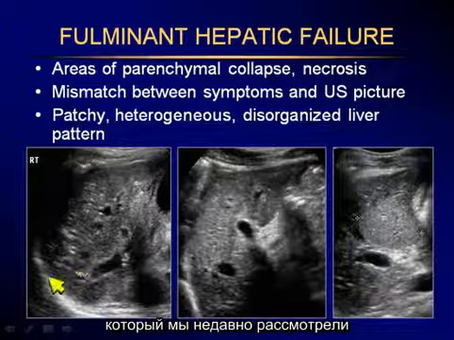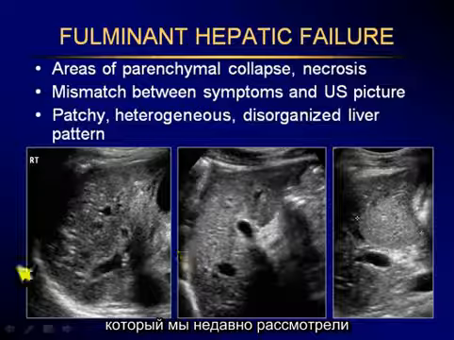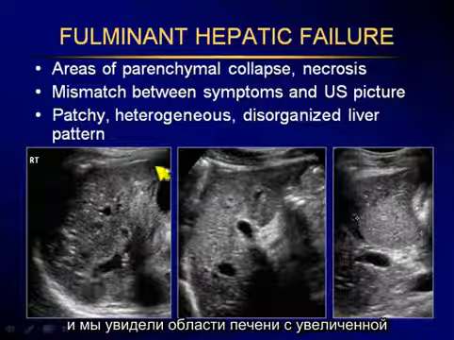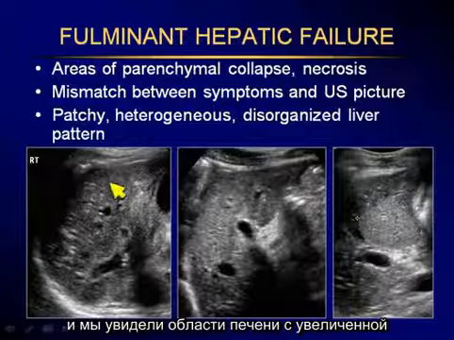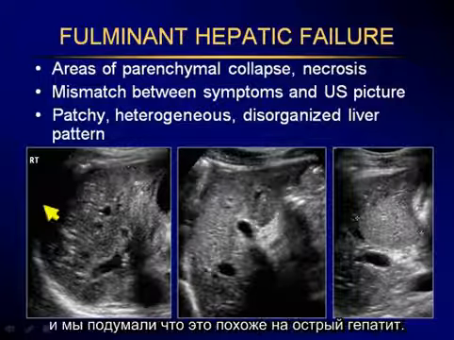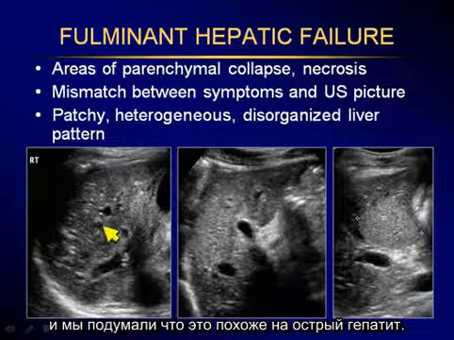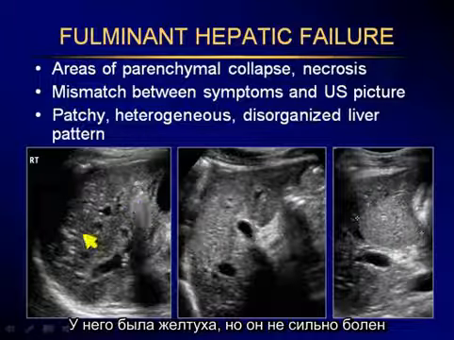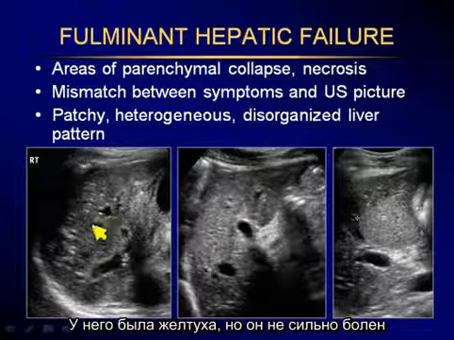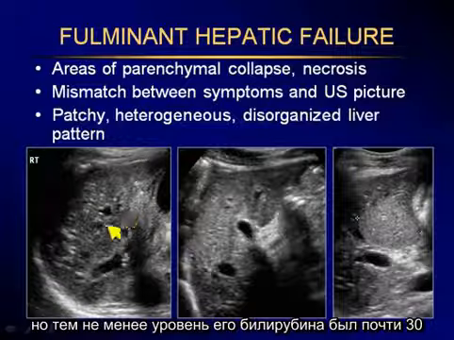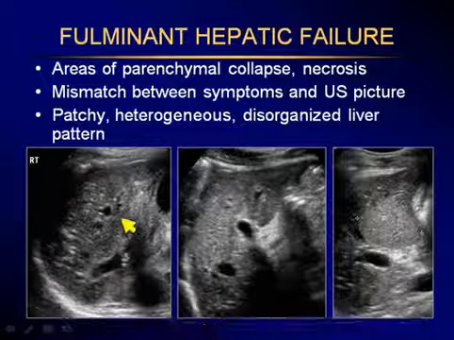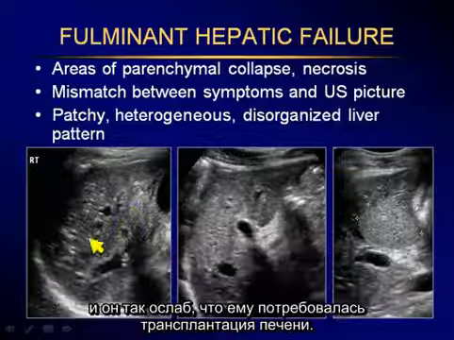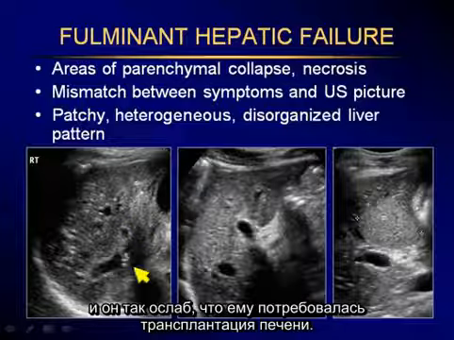This is a case that we recently had of a 22-year-old man who came in with jaundice, and we saw areas of the liver that had increased portal vein brightness, and we thought that that looked like acute hepatitis, yet other areas of his liver seemed to be normal. He did have jaundice, and he was not that sick. However, his bilirubin was close to 30. He eventually got up to 30 in the hospital. And he became so sick that he ended up with a liver transplant.